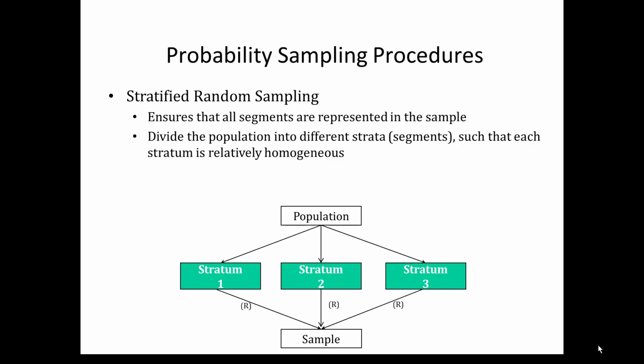The population is divided into segments or strata, with the strata being predefined by the researcher. Each segment or stratum consists of population members that share one or more characteristics. A simple random or systematic random sample is then drawn from each stratum and included in the final sample, as shown by the letter R.